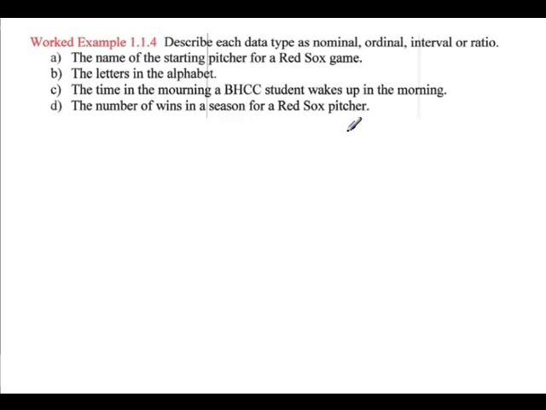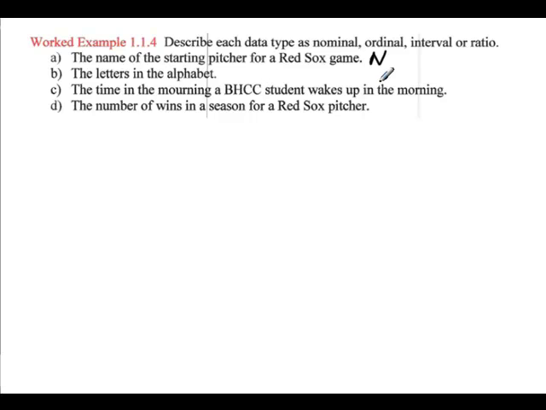Describe each data type as nominal, ordinal, interval, or ratio. The name of the starting pitcher for a Red Sox game. So here there's names, but there's really no order involved. And so this, the best we can say, is nominal, N.